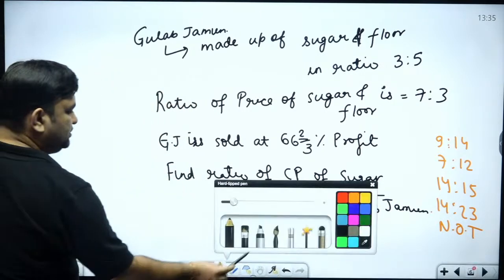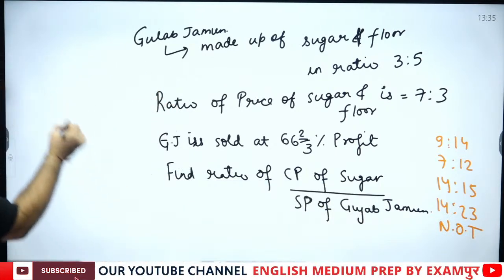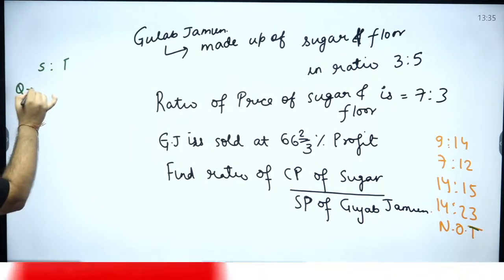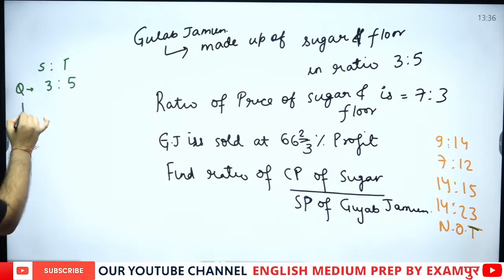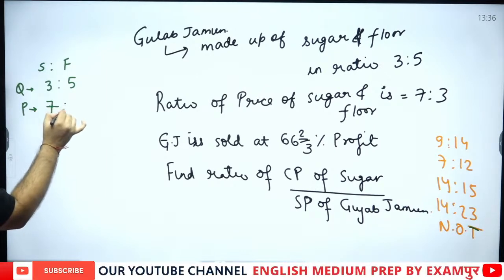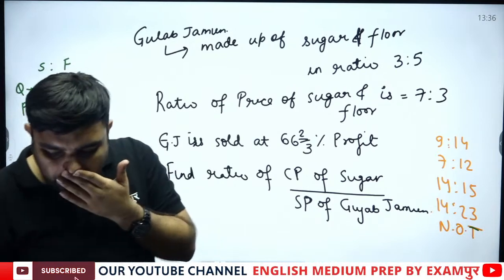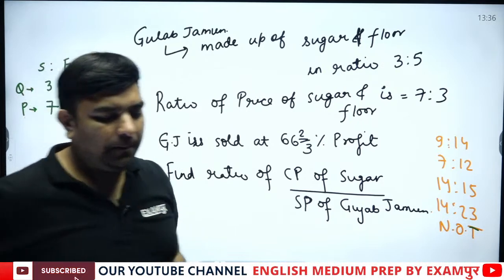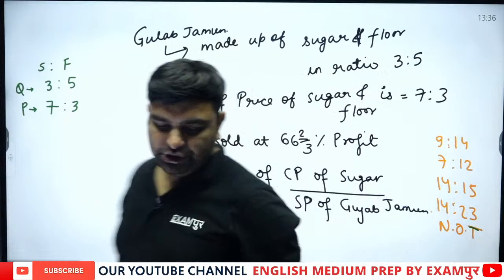So gulab jamun is made up of sugar and flour. Sugar and flour quantity is in the ratio 3:5, and their price is in the ratio 7:3. What will their multiplication be, guys?